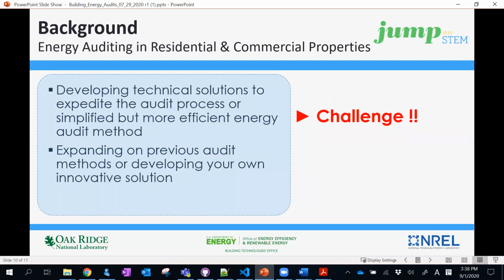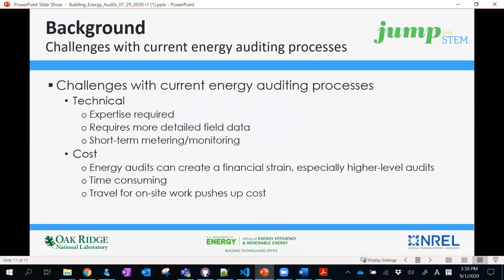Here is a challenge question. The Jump into STEM competition is looking for technical solutions to expedite the audit process or develop a simplified but more efficient audit method by finding ways to reduce time and cost. Detailed audits are more expensive and time consuming, and they require more detailed field data, but can be necessary to plan an appropriate path forward.